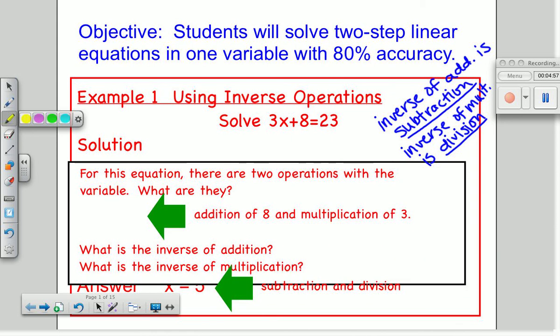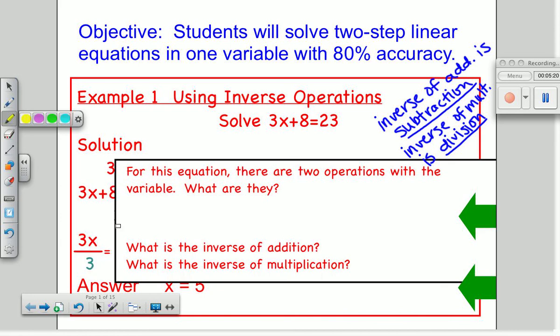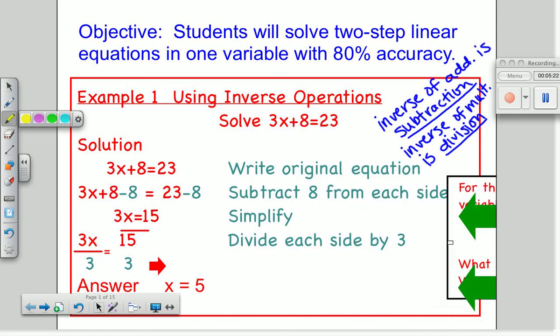Now, why do I need to know that? Because that's what I'm going to be using to solve this problem, subtraction and division. So first I have to identify the operations that are being used, then I have to identify the inverse of those. Okay? So let's get all this out of the way now and let's look at the actual solving of our problem. So we're going to push all this back, we're going to move our box over. All right. And here's the actual solving of the problem now.